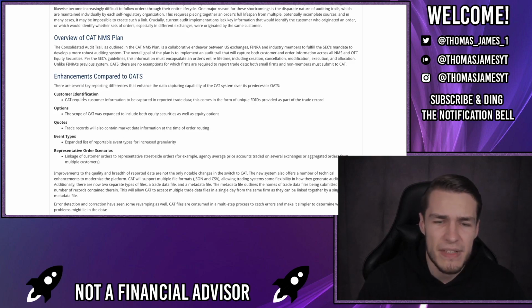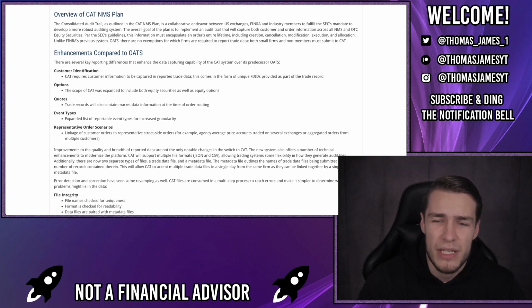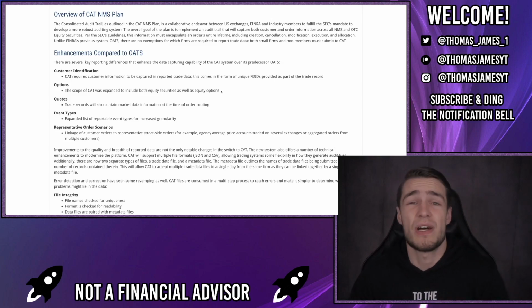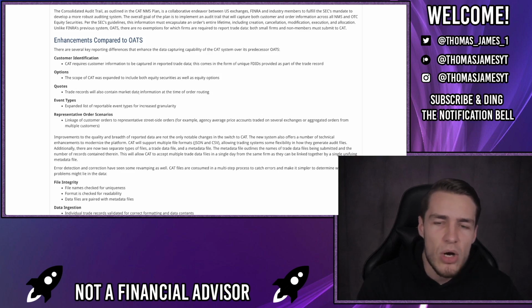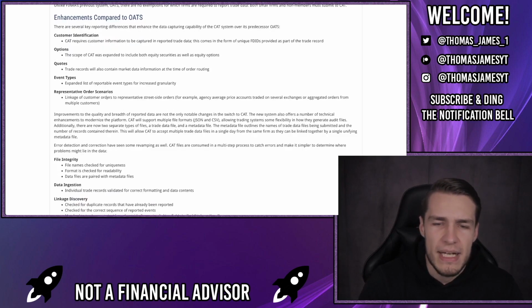The CAT has customer identification and requires customer information to be captured in reported trade data, and this comes in the form of unique FDIDs provided as part of a trade record. The scope of CAT was expanded to include both equity securities as well as equity options. Equity options such as those total return swaps, those divorced and married puts, and so on and so forth. Trade records will also contain market data information at the time of order routing, an expanded list of reportable event types for increased granularity. It also links customer orders to representative street-side orders, for example, agency average price accounts traded on several exchanges or aggregated orders from multiple customers.